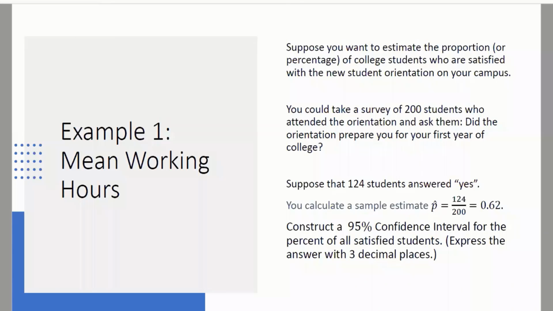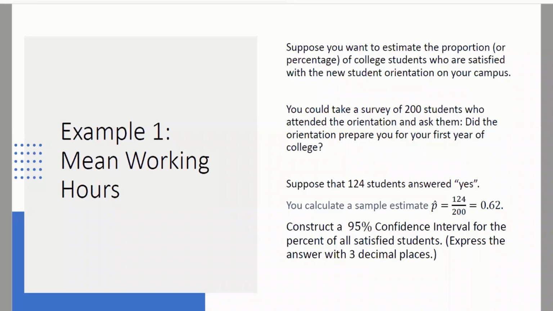Suppose 124 out of the 200 answered yes. You can calculate a sample estimate p hat, which is 124 out of 200, or 0.62. The question asks you to construct a 95% confidence interval for the percent of all satisfied students and express the answer with 3 decimal places. So that's what the question's going to look like.